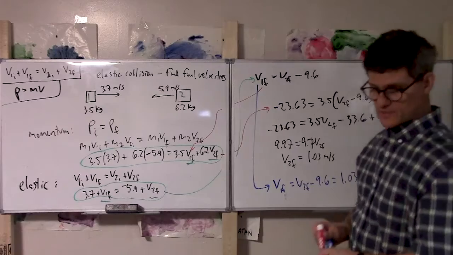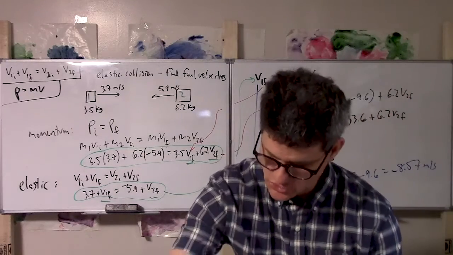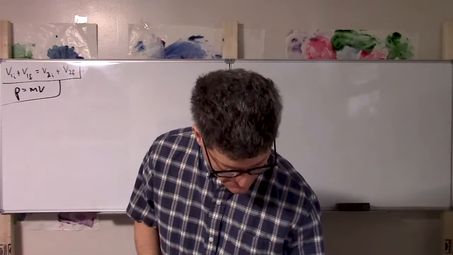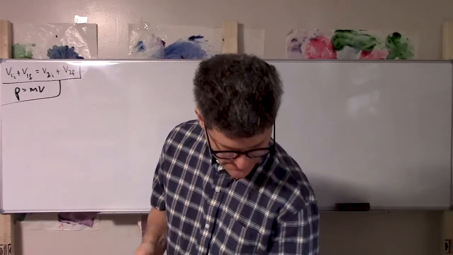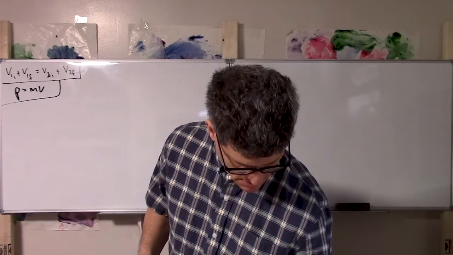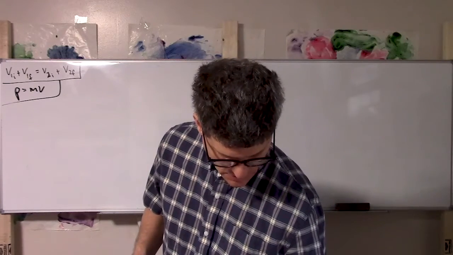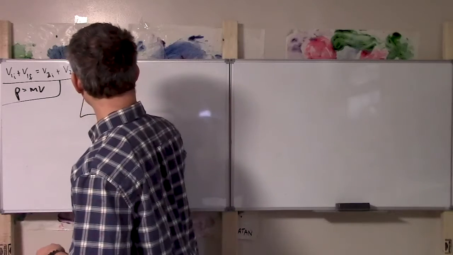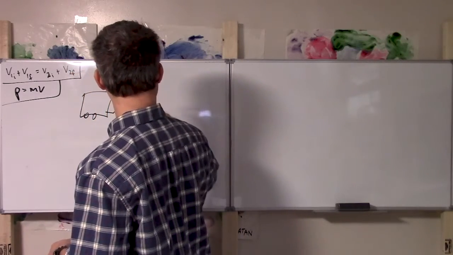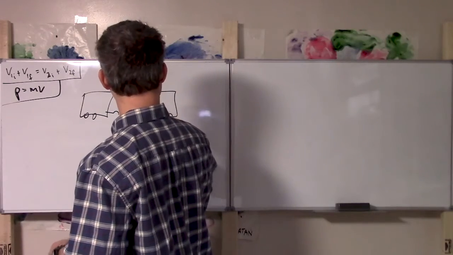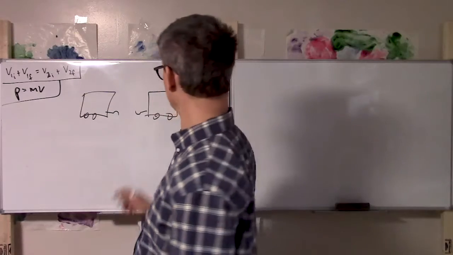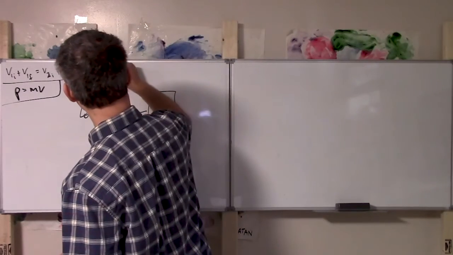Okay, next problem is going to involve two train cars colliding. We're going to have a train car of 5,000 kilograms moving to the right at 4.2 meters per second. So this is going to be a completely inelastic collision.